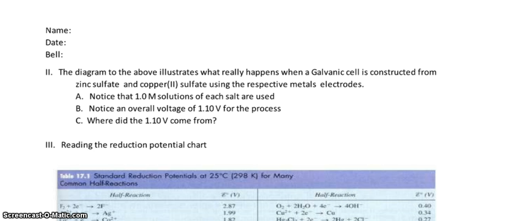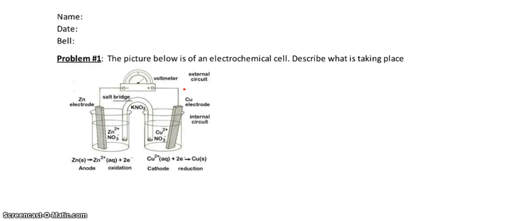It says the diagram above illustrates what really happens when a galvanic cell is constructed from, it should be zinc nitrate and copper 2 nitrate, using the respective metal electrodes. So what picture am I talking about? We'll flip back to the other page. I'm talking about this picture here. Notice I have a zinc electrode, and if this were in a 1 molar zinc nitrate solution, and notice I have a copper metal electrode and a copper nitrate solution.